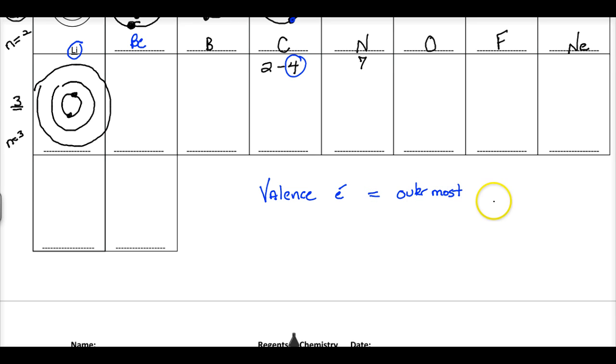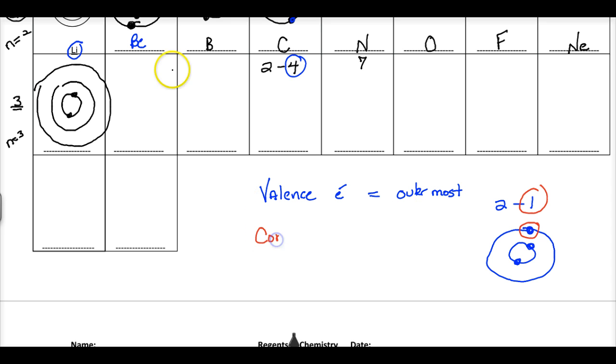electrons. So if I've got a configuration of 2-1, which really means what? 2 electrons are in the inner shell, and then I have 1 electron in the outermost. The valence electron is the 1. It's the outermost electron. Then we have something called the core electrons.